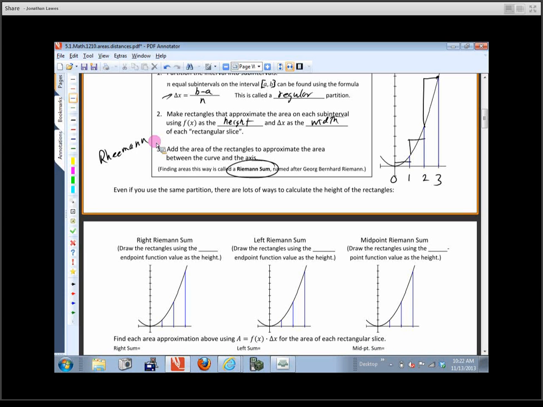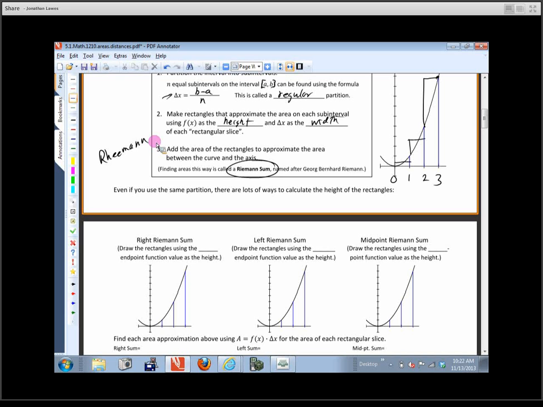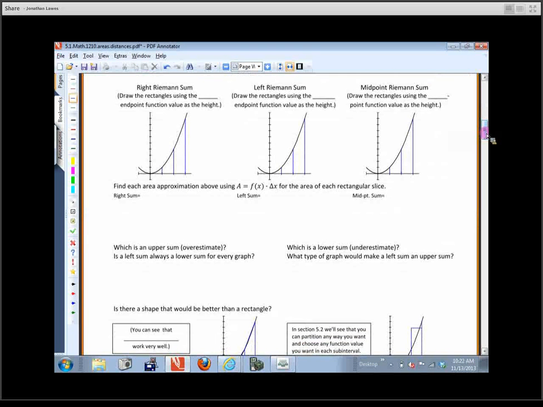Okay, I believe he was Russian, kind of popularized this idea. Probably wasn't the first one to come up with it, but in honor of him kind of formalizing this, okay, we name these Riemann sums because what we're doing is we're making these rectangular slices and then we're summing them up. So we call that a Riemann sum.